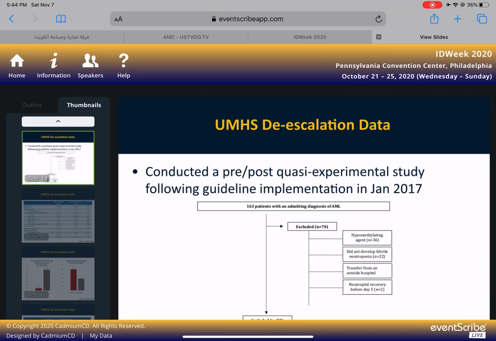infection. We ultimately ended up implementing our guideline in January of 2017, and then we did a pre-post study, and we ultimately evaluated 163 people who were admitted with AML, and ended up including 93 patients in our study who developed fever and neutropenia, 40 patients in the control group, and 53 patients in the intervention group.